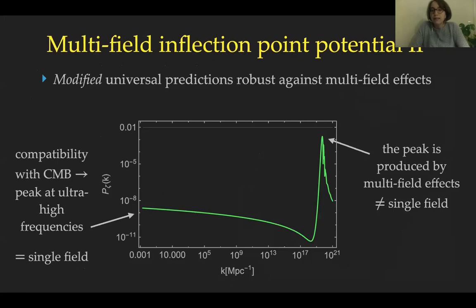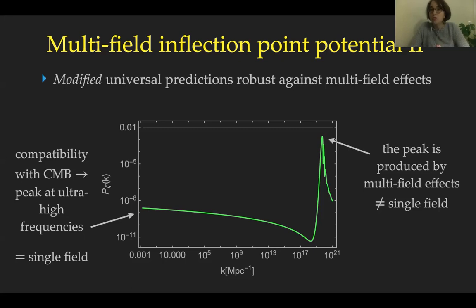What happens is that given a certain potential, you can numerically evaluate the scalar power spectrum again. And we have that on large scales, again, the power spectrum can be well approximated by a power law, but on small scales and high frequencies, the power spectrum does exhibit a peak, so a large enhancement. The peak in this case, though, is produced by multi-field effects. So it is not produced by the same mechanism that was at play in the single field scenario.